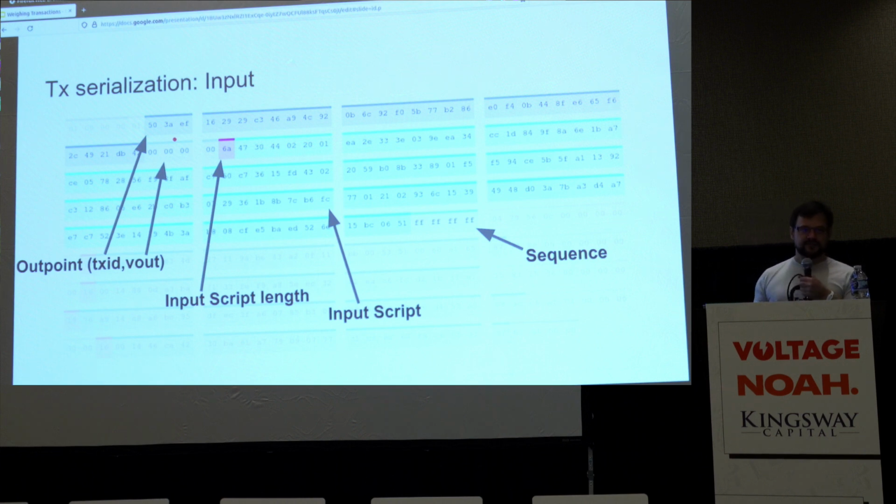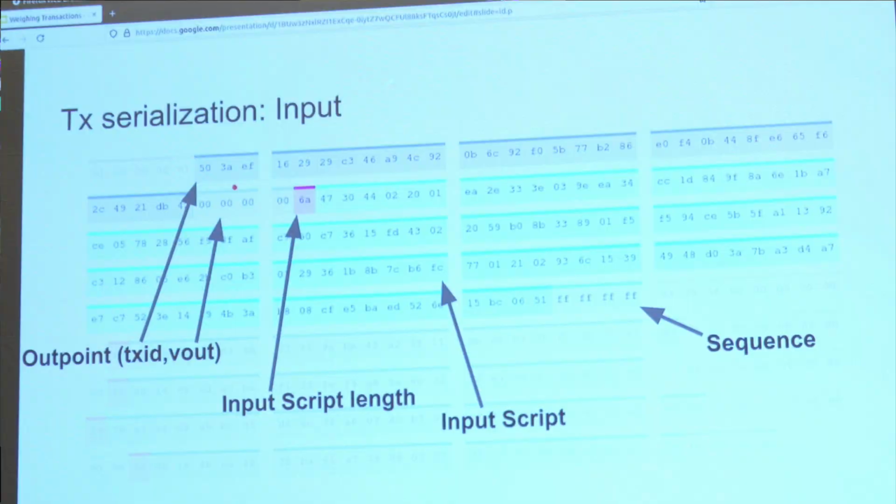Now we'll look at the inputs. If we spend a transaction input, the very first thing that we need to do is tell the world which UTXO we're spending. And to uniquely identify a UTXO, what we use is the so-called outpoint. The outpoint consists of a TX ID and the position in the output list of that transaction.